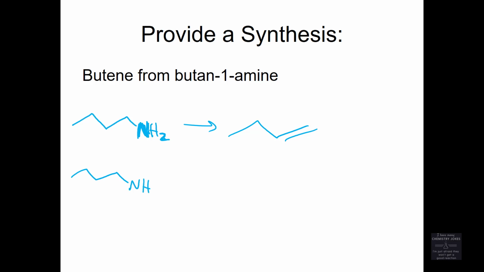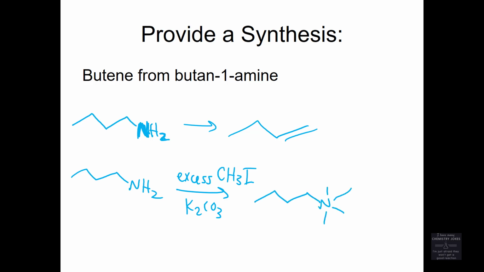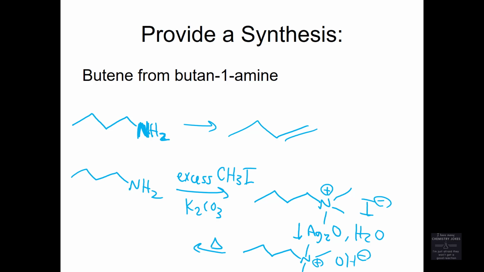This gets turned into a quaternary ammonium hydroxide with excess methyl iodide, methyl bromide, it doesn't really matter, and potassium carbonate. That turns it into this quaternary ammonium iodide. Anion exchange with some silver stuff gives me a quaternary ammonium hydroxide. And then I cook that quaternary ammonium hydroxide, and magically I get 1-butene out of it. Ta-da! Yep. Okay.